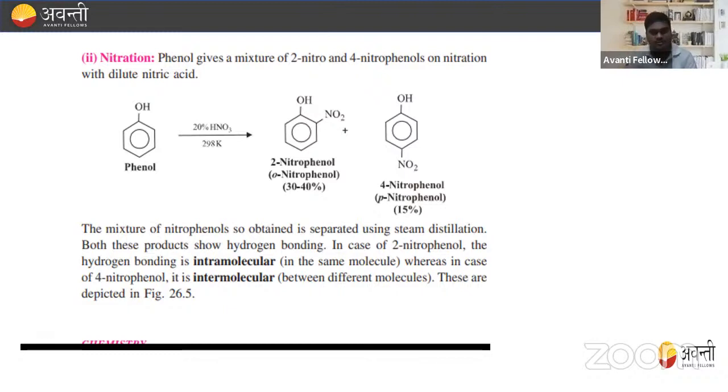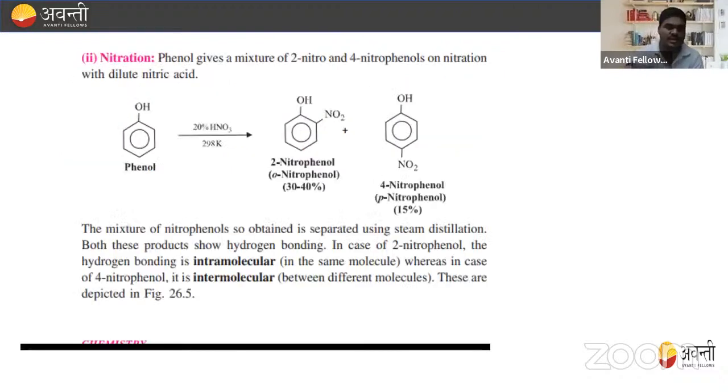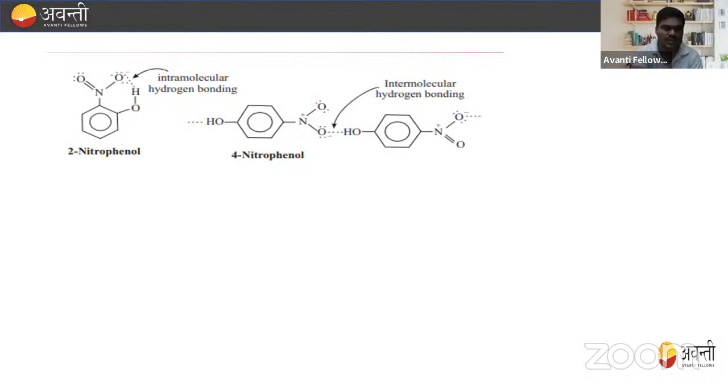Both these products show hydrogen bonding. In case of 2-nitrophenol, the hydrogen bonding is intramolecular, that is in the same molecule, whereas in case of 4-nitrophenol, it is intermolecular between different molecules. So we can show that. In the 2-nitrophenol, we can see that this is the intramolecular hydrogen bonding between the OH and the NO2. So intramolecular hydrogen bonding takes place.